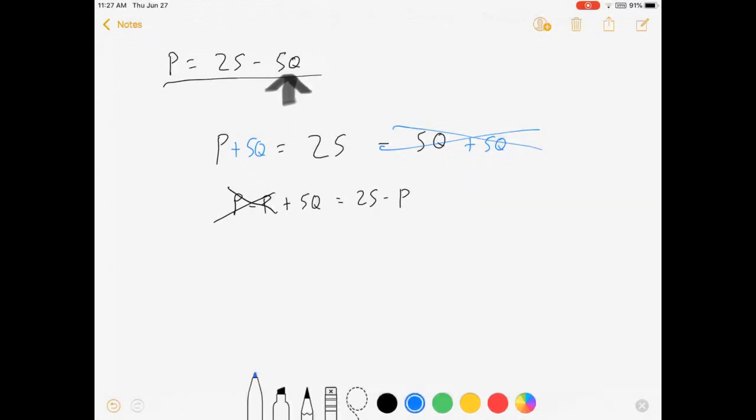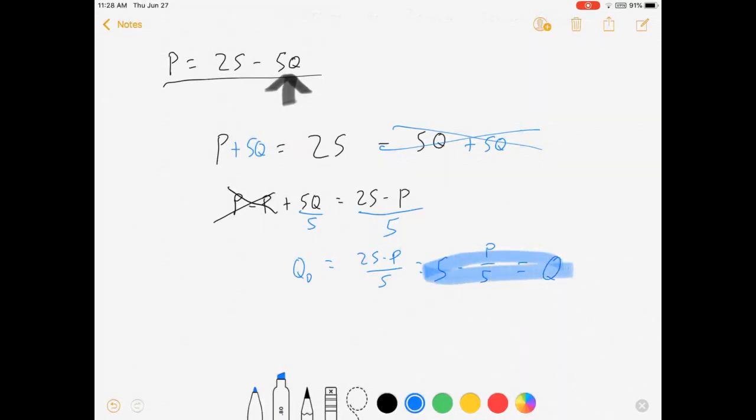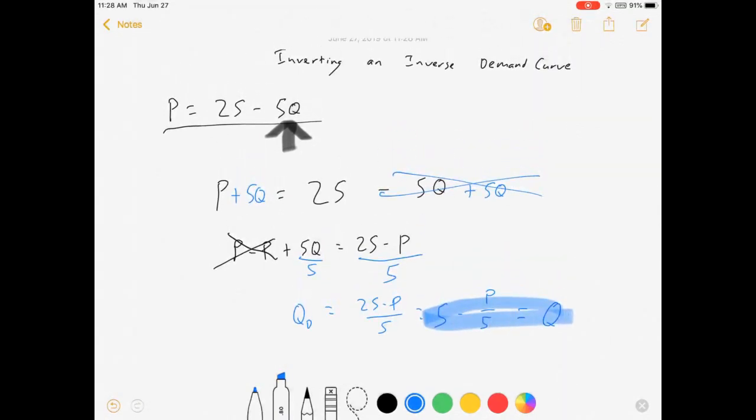Then I can divide everything by 5, and I get Q is equal to (25 minus P) over 5, which is equal to 5 minus P over 5. And that is my demand curve. I guess I can put a Q here so it looks like a demand curve. Demand. There it is. I was able to transform this inverse demand curve into a demand curve.